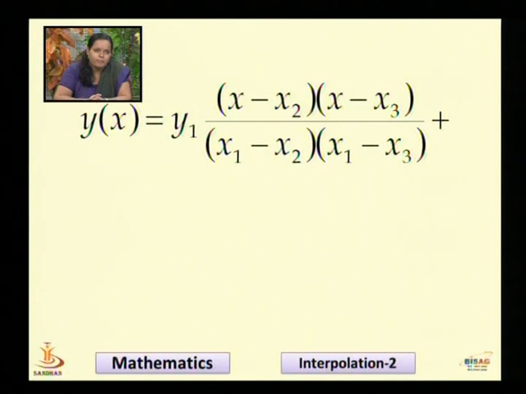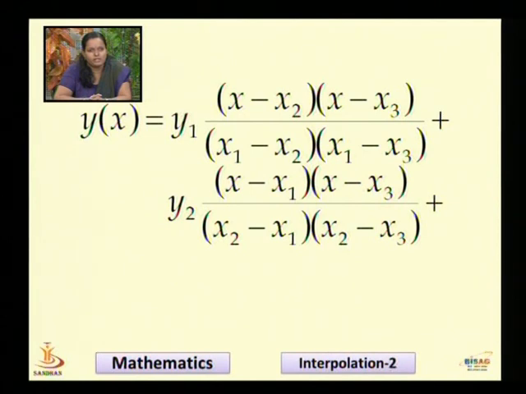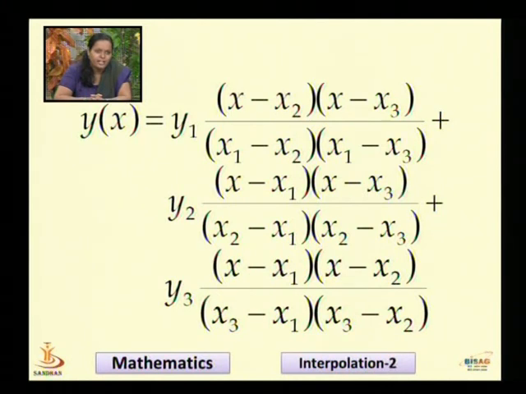For 3 tabular points, Lagrange's interpolating polynomial will take the following form, which will have 3 terms. y of x is equal to y1, x minus x2, x minus x3 divided by x1 minus x2, x1 minus x3, plus the second term y2, x minus x1, x minus x3 divided by x2 minus x1, x2 minus x3, plus the third term y3, x minus x1, x minus x2 divided by x3 minus x1, x3 minus x2.